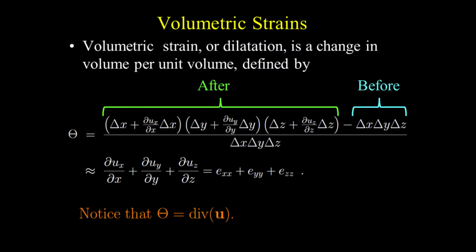Volumetric strain, or dilatation, is a change in volume per unit volume. That is the volume of the particle after deformation minus the volume of the particle before the deformation over the volume of the particle before deformation. Because we are dealing here with small deformations, by neglecting the second-order terms, we can verify that the volumetric strain is well approximated by the divergence of the particle displacement.